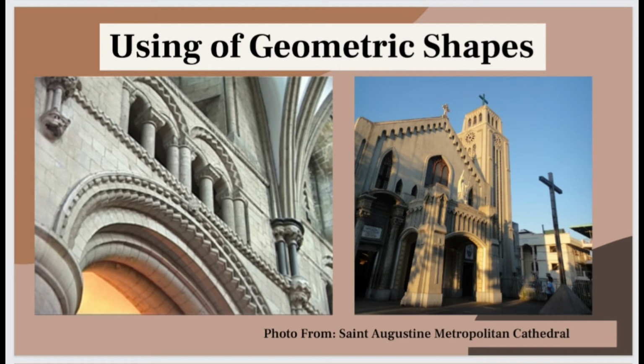This is in the photo. From the right side, it is a photo from St. Augustine Metropolitan Cathedral. It has patterns but they can't be seen because it's too far. But in the left photo, it's like that. It has squares, circles, semicircles, zigzags, and other patterns.